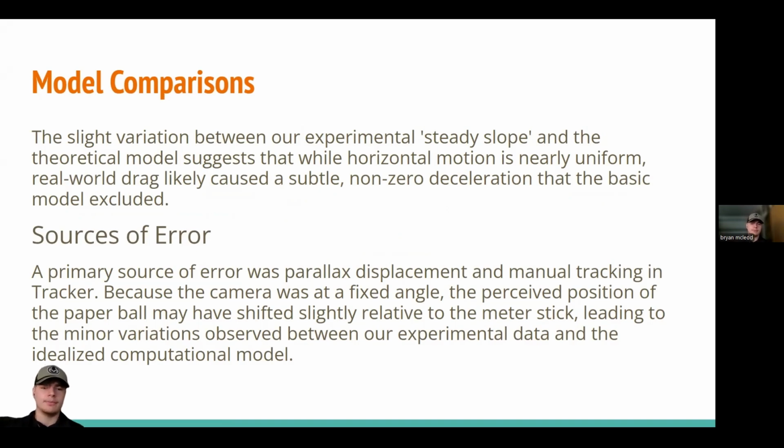So, sources of error. A primary source of error was parallax displacement and the manual tracking in Tracker. Because the camera was fixed at an angle, the perceived position of the ball may have shifted slightly relative to the meter stick, leading to minor variations observed between our experimental data and the ideal computational model.